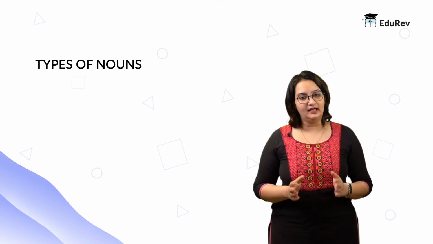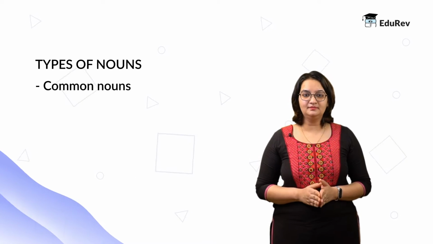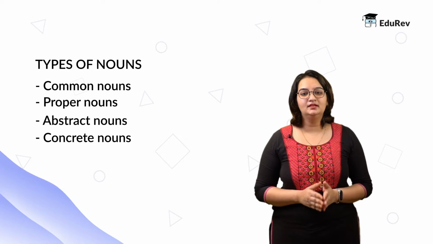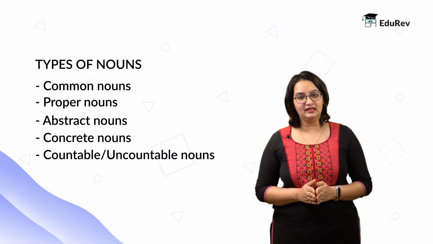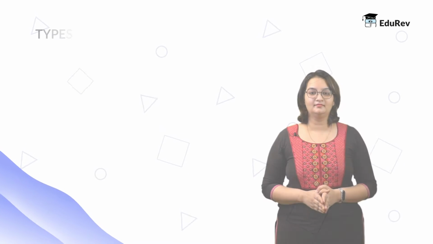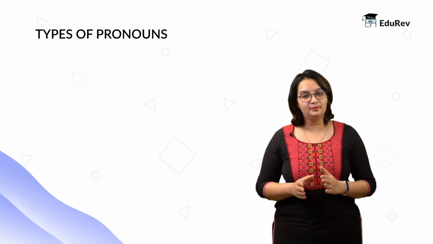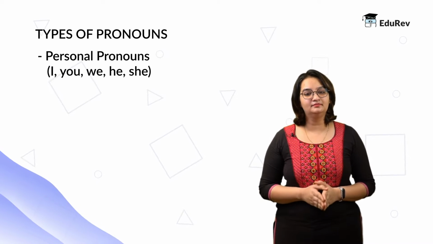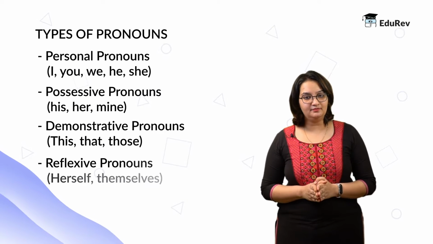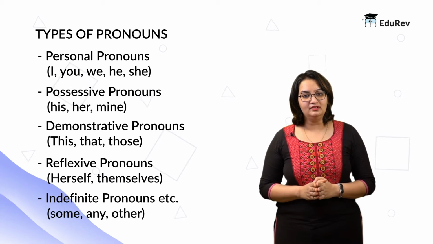Let's take a look at types of nouns. Common nouns, proper nouns, abstract nouns, concrete nouns, countable nouns, uncountable nouns, material nouns, and collective nouns. Let's take a look at different types of pronouns. Personal pronouns, possessive pronouns, demonstrative pronouns, reflexive pronouns, indefinite pronouns, etc.